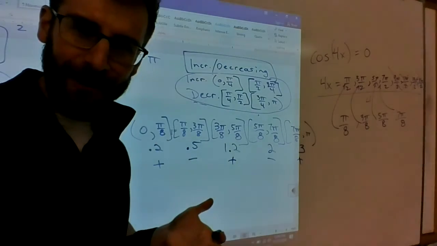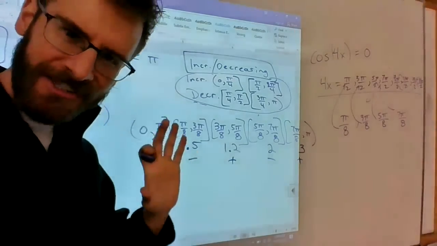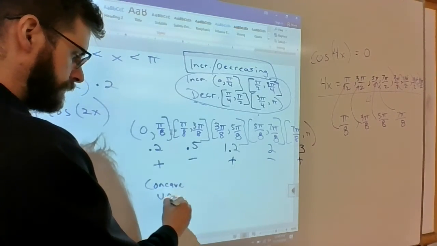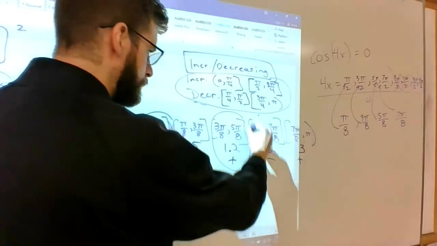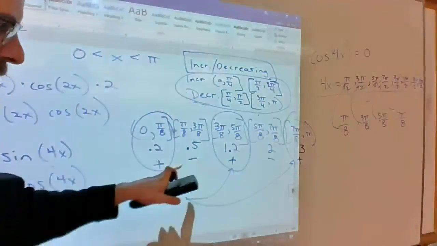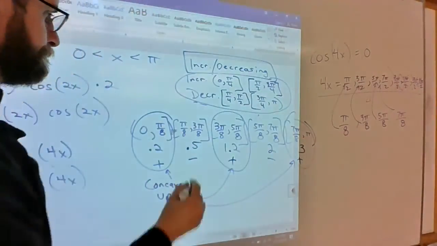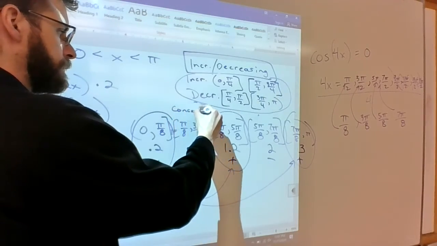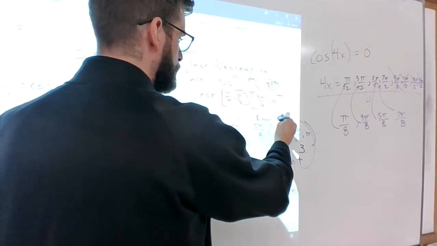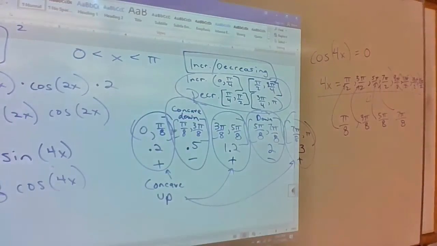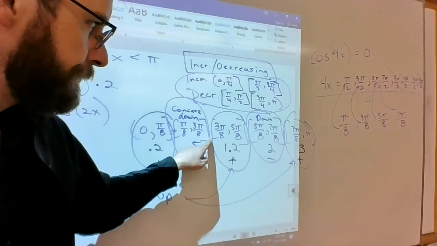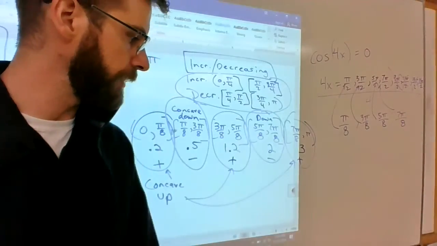And this video is kind of extending long. We're already on almost 23 minutes, so I'm going to kind of stop here and just say, these are your concave up intervals. And then these two would be your concave down, with inflection points at pi over 8, 3 pi over 8, 5 pi over 8, and 7 pi over 8.